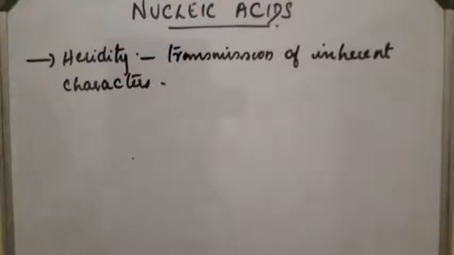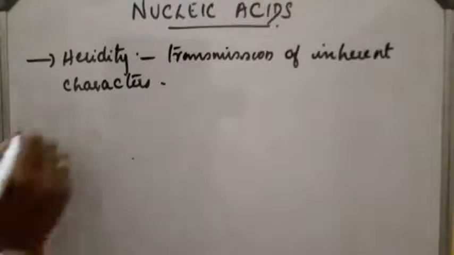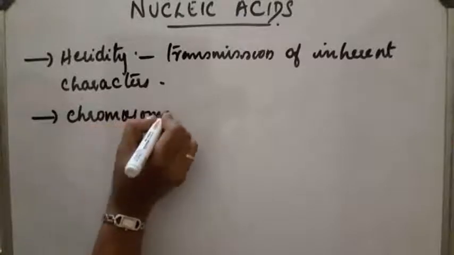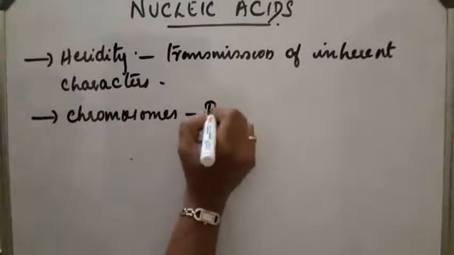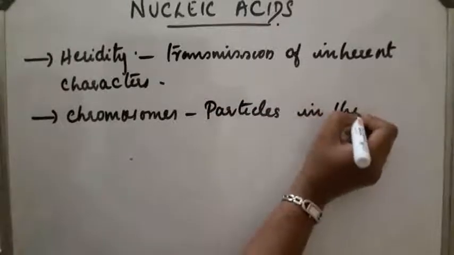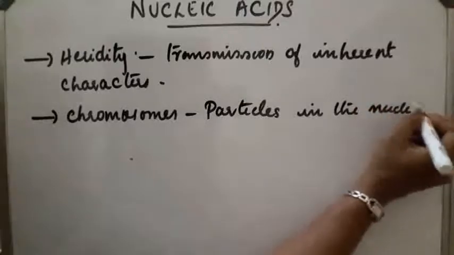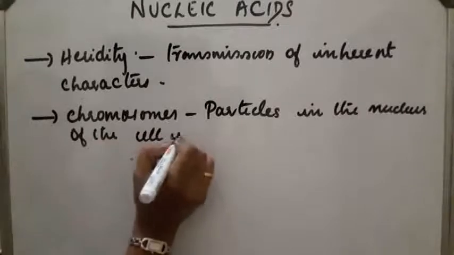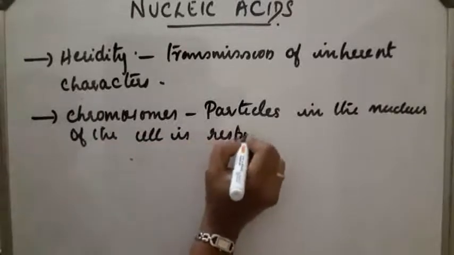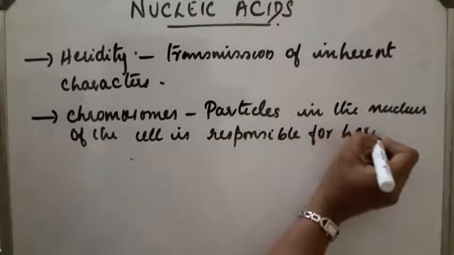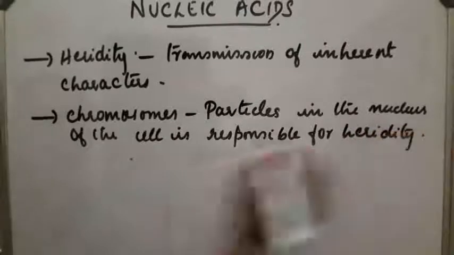The particles in the nucleus of a cell responsible for heredity are called chromosomes. So, what are chromosomes? Particles in the nucleus of the cell that are responsible for heredity. These particles are called chromosomes.